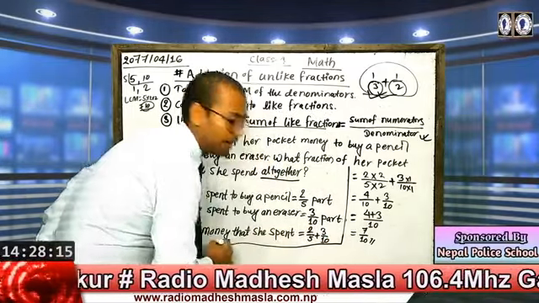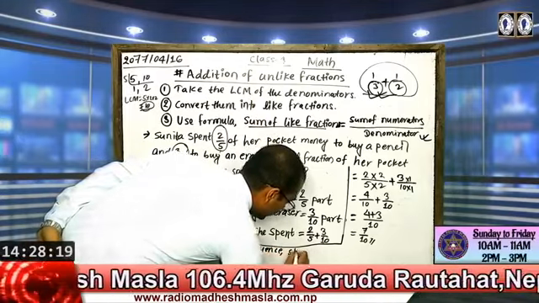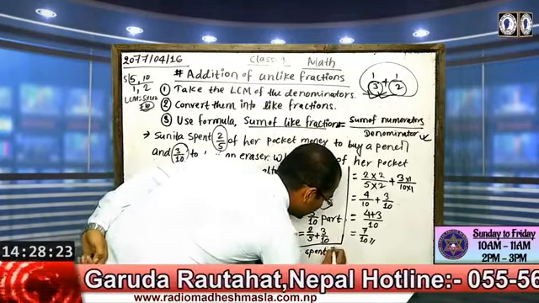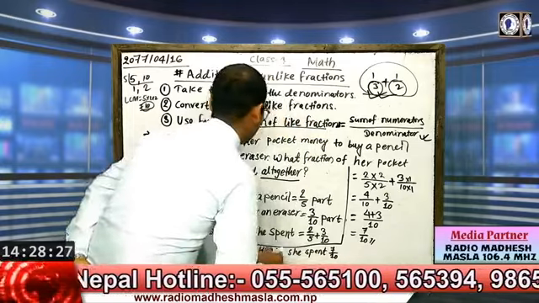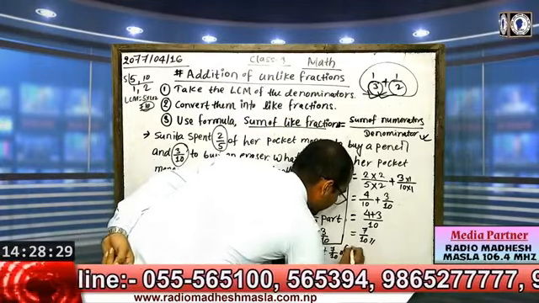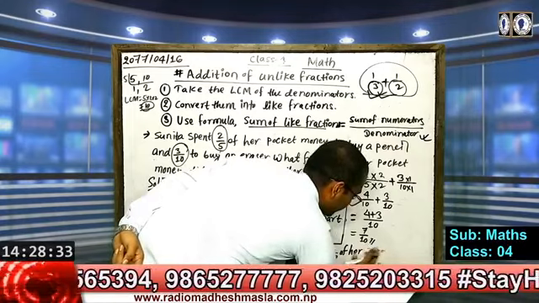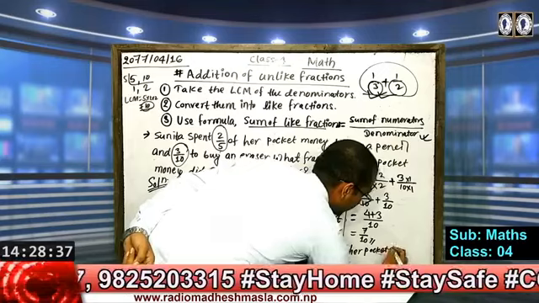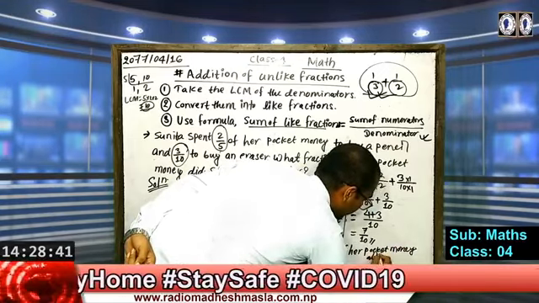For the conclusion we can write: hence she spent 7 by 10 of her pocket money altogether.